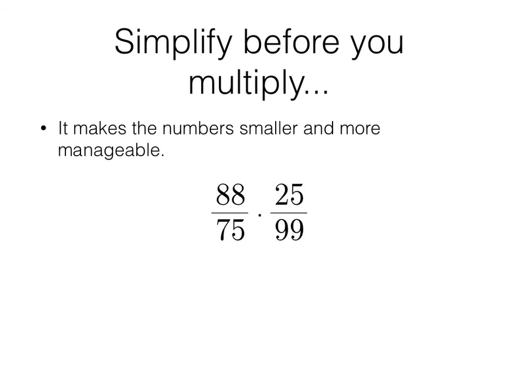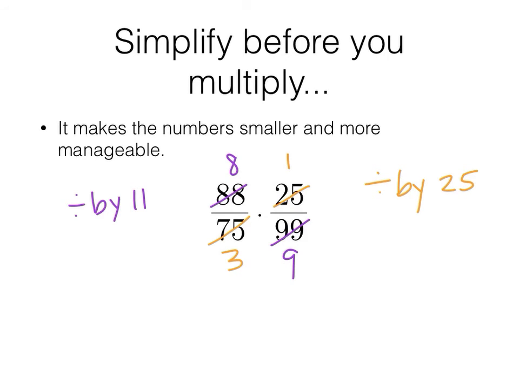So instead I'm going to say, ooh, look, 88 and 99 are both divisible by 11. That gives me an 8 and 9. Oh, look, 75 and 25, I can divide both of those by 25. That gives me a 1 and a 3. And now when I multiply across the top and across the bottom, I get 8/27ths, and that is much nicer than dealing with whatever 88 times 25 and 75 times 99 would have been. They're smaller numbers, okay? I was able to make it an easier problem by thinking ahead to simplify. And that is why we simplify before we multiply.